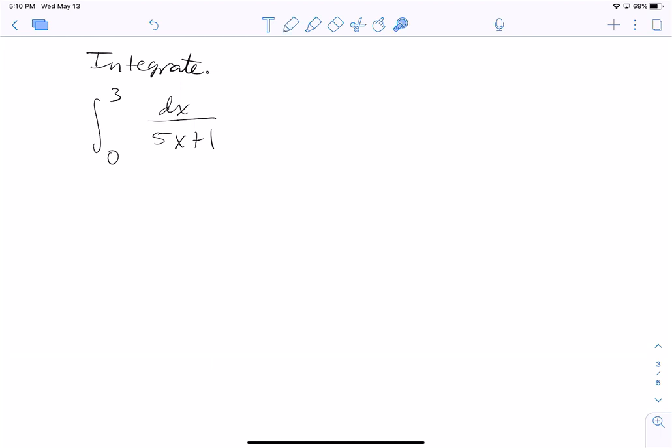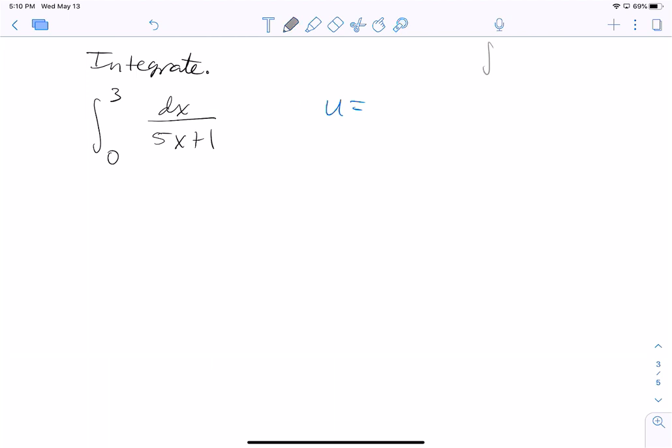We're going to integrate the integral from 0 to 3 of dx divided by 5x plus 1. As often happens in math, we layer new ideas on top of old ones. In this case, the old idea is that of u substitution. We have a new place to look for our u, and that is in the denominator now.